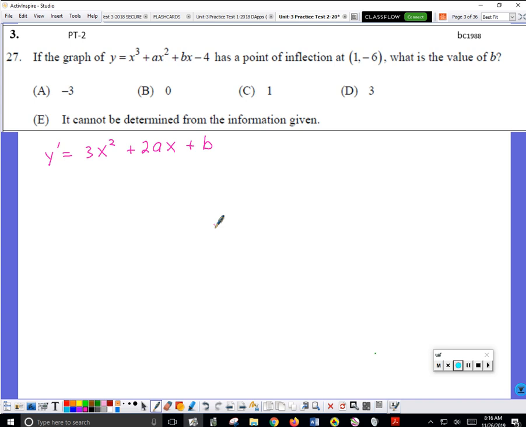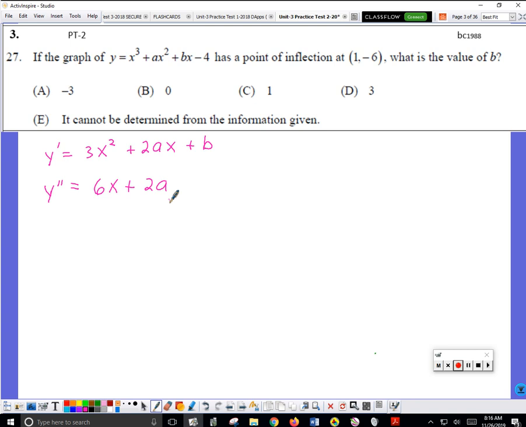Question? Cool. It's then y double prime. So this is 6x plus 2a. Questions? So it ends up now what?